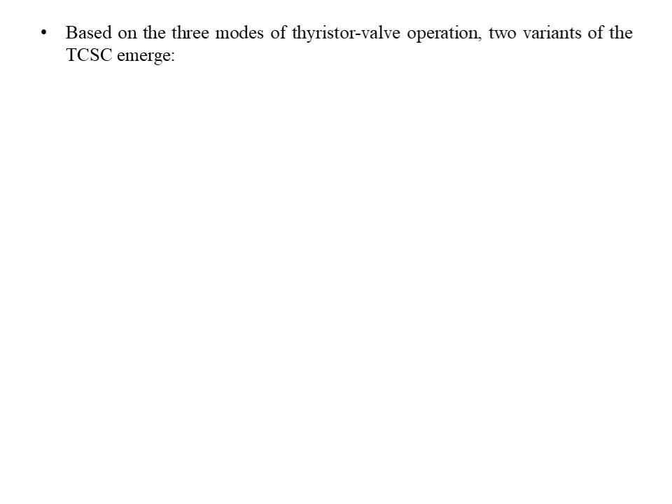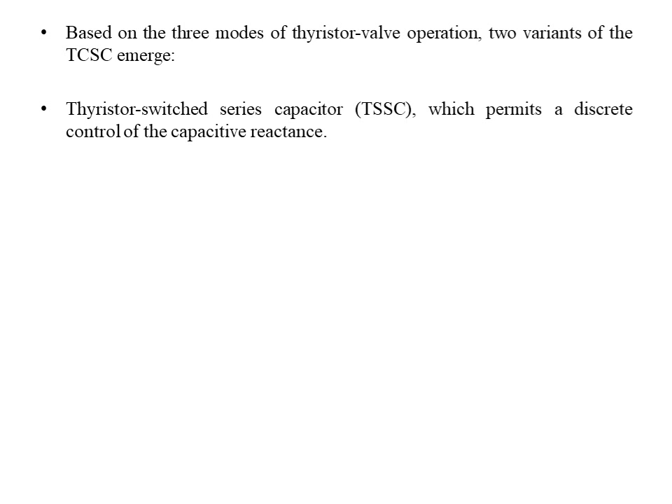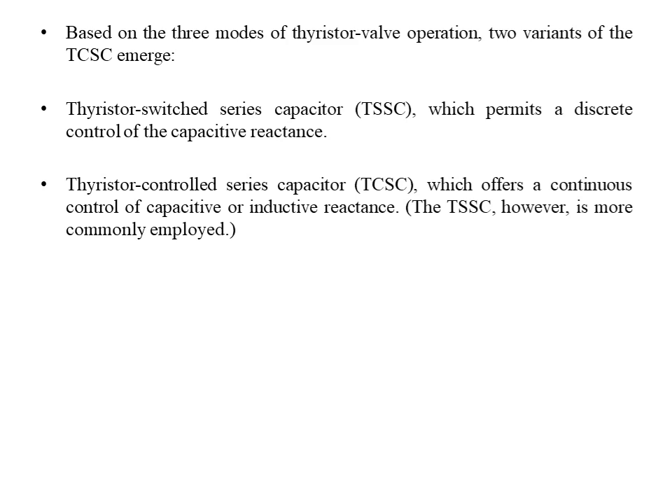Based on the three modes of thyristor valve operation, two variants of the TCSC emerge: the thyristor switched series capacitor, which permits a stepped control of capacitive reactance, and the thyristor controlled series capacitor, which offers a continuous control mode of capacitive or inductive reactance. The TSSC, however, is more commonly employed. So depending upon the control of capacitor and inductance, we have two modes. The first mode is the capacitive reactance mode, and the second mode is shifting from capacitive mode to inductive mode, or from inductive mode to capacitive mode, that is, the capacitive or inductive reactance mode.